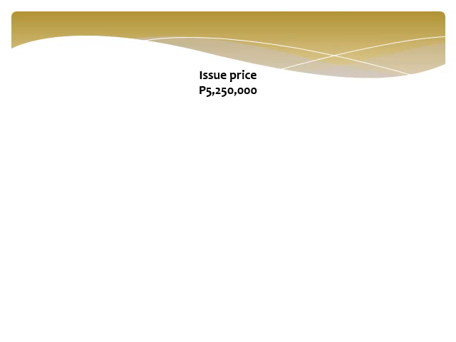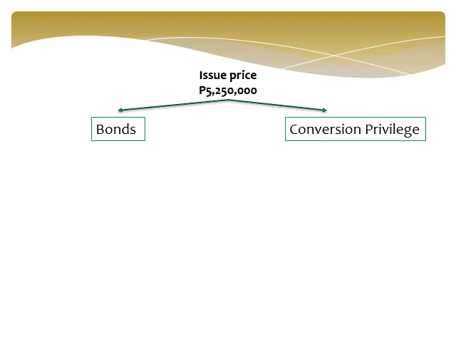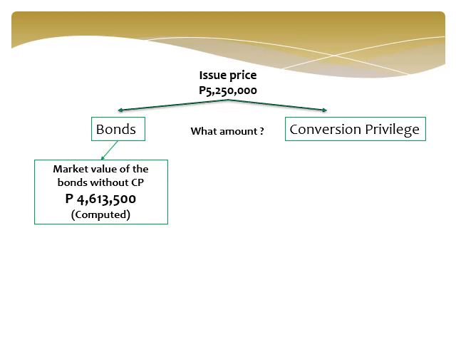Issue price, 5,250,000. The compound financial instrument is issued at 105. So, therefore, i-allocate natin tong 5,250,000 between the bonds and conversion privilege. So, what amount? Again, i-allocate muna sa liability component. At what amount? At the market value of the bonds without the conversion privilege. So, the market value of the bonds without the conversion privilege as computed, 4,613,500. And for the conversion privilege, again, the amount allocated to the equity component is the residual amount.